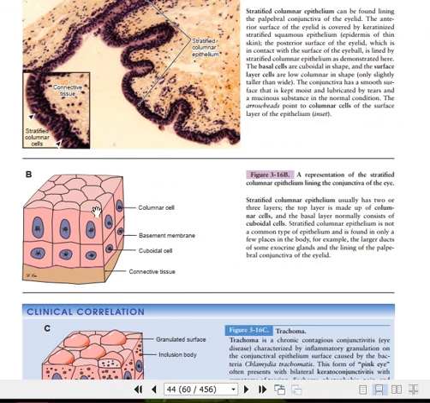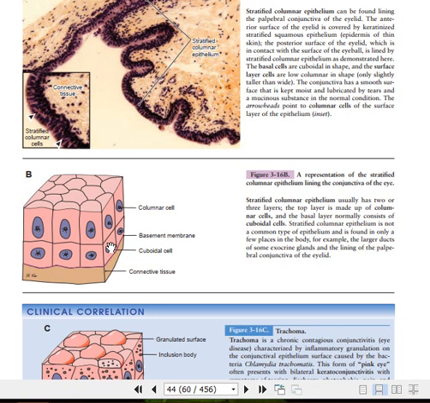Now, the schematic representation of this is that you have connective tissue, you have basement membrane, then you have the basal cells, which are usually cuboidal cells, and then the apical-most cells are going to be columnar cells. Is it clear? So now this is the diagnostic presentation.